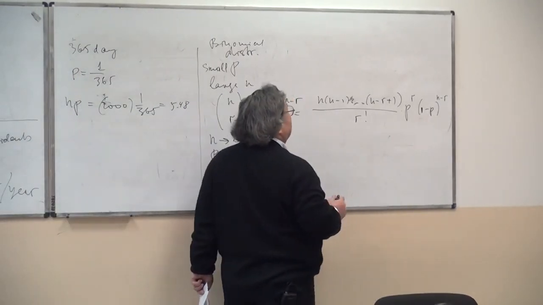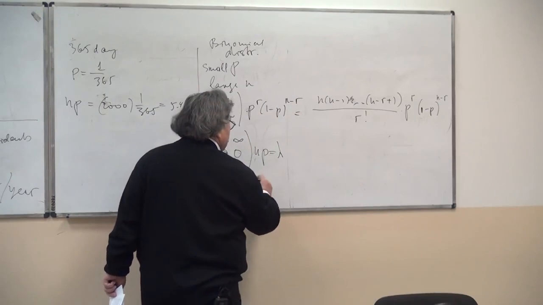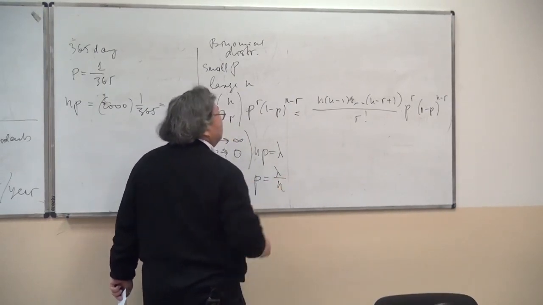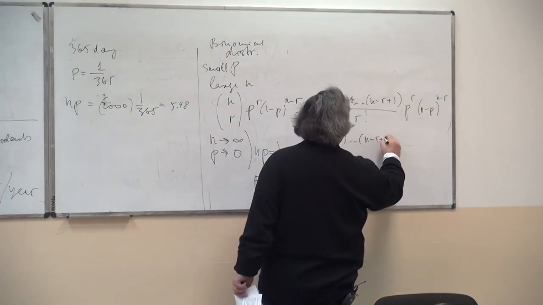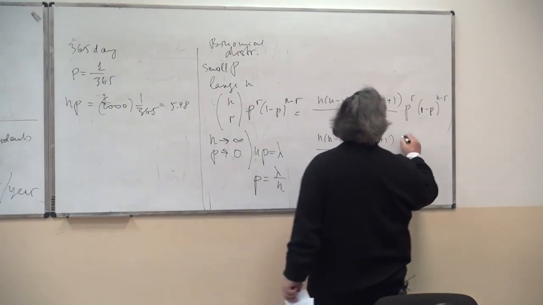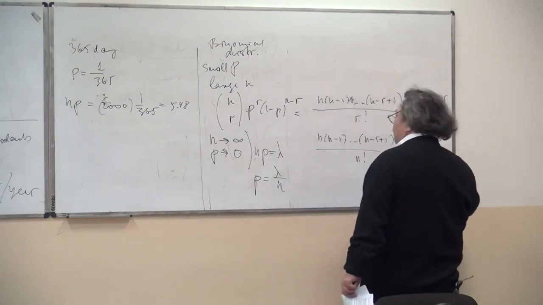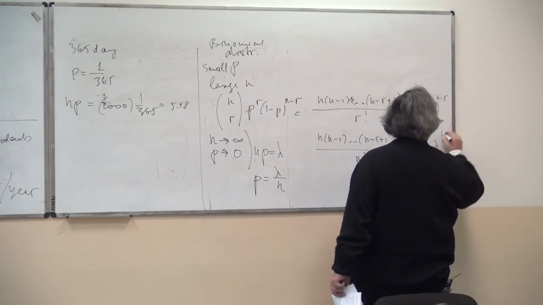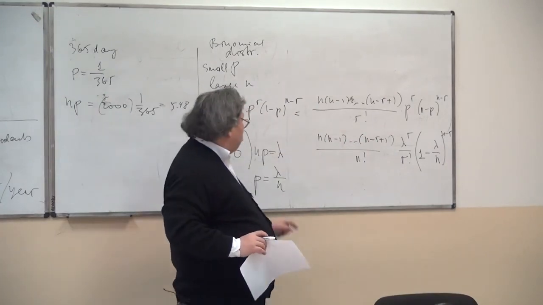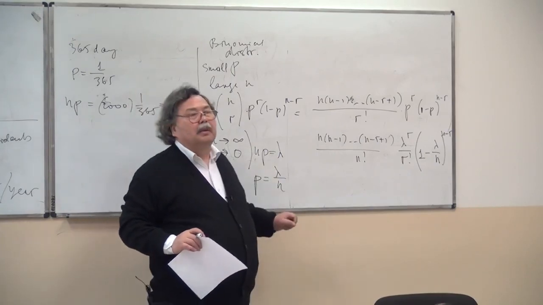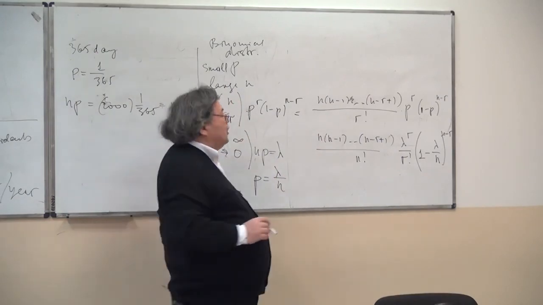All right. Well, we rewrite it this way. Substituting p equal to lambda over n, we can rewrite it this way: n times (n minus 1) and so on down to (n minus r plus 1), over n to the power r, times lambda to the power r over r factorial, and here it's (1 minus lambda over n) to the power n minus r. Okay? It's just some algebraic manipulation if I express p through lambda over n. And now in this formula, lambda is kept constant and n goes to positive infinity.